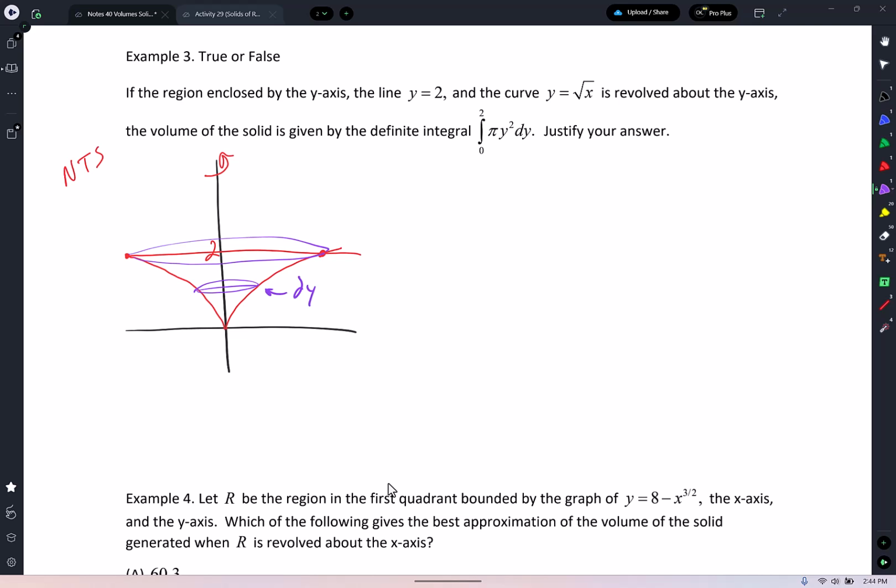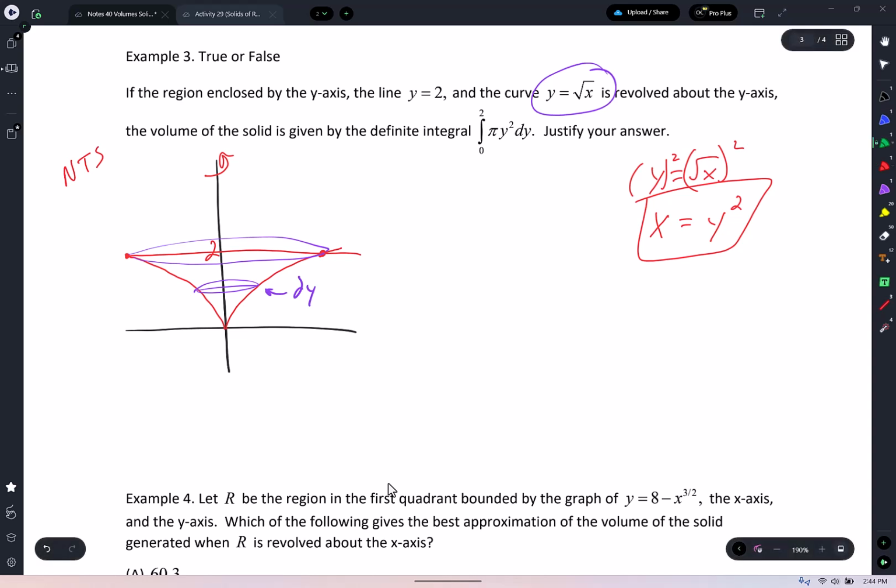So this equation, y equals square root of x. I'm going to square this. Why are you doing that? Because I need x equals y squared. This is what I need, because my radius is in terms of y. Check it out. What's the distance? Okay, volume. I'm going to just write it.